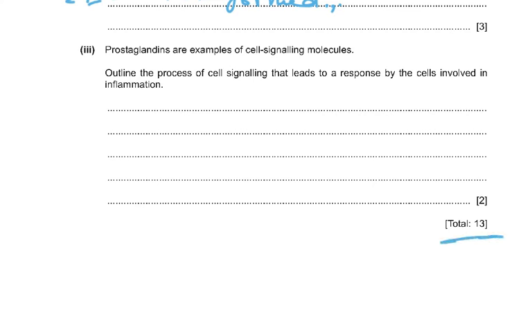Prostaglandins are an example of cell signaling molecules. Outline the process of cell signaling that leads to a response by the cells involved in inflammation. Very simple points which are in every question, the same thing. They've told you prostaglandins are cell signaling molecules. So prostaglandins are secreted or released by the cells, or you can say are transported to the target cells. Then prostaglandins will bind to receptors on the target cell surface membrane. And then, of course, they will result in an enzyme cascade, or you could talk about signal transduction.